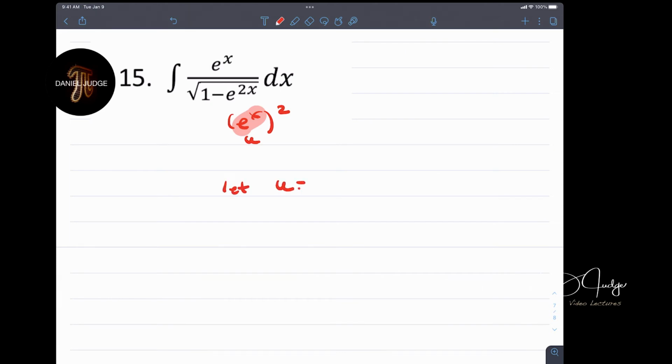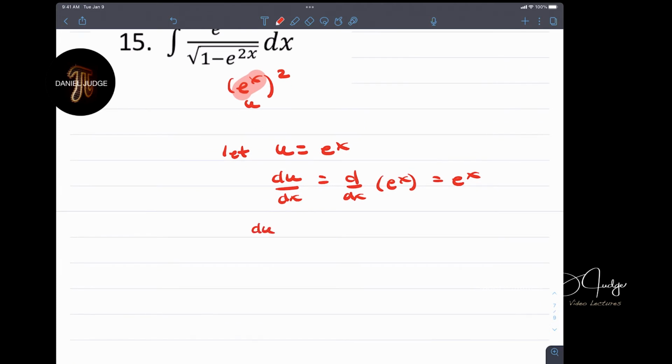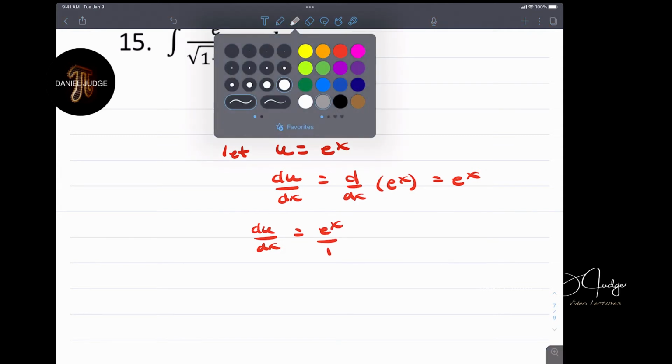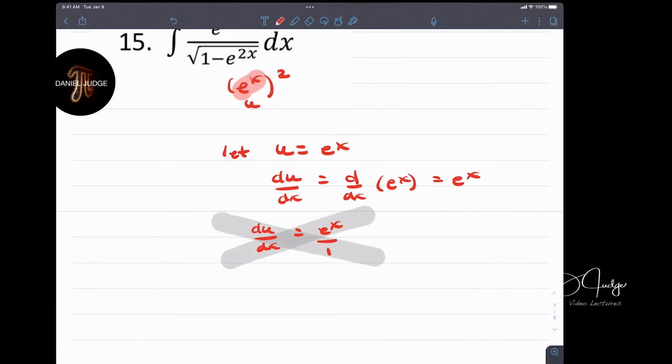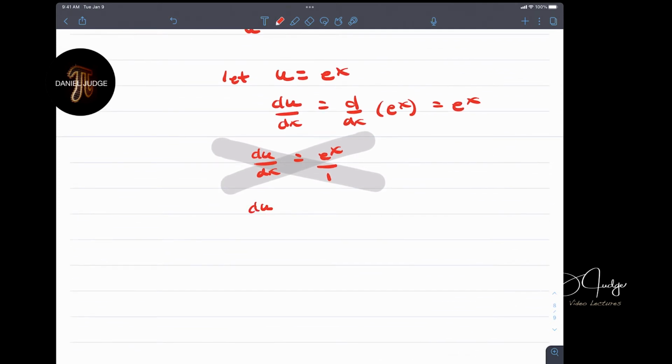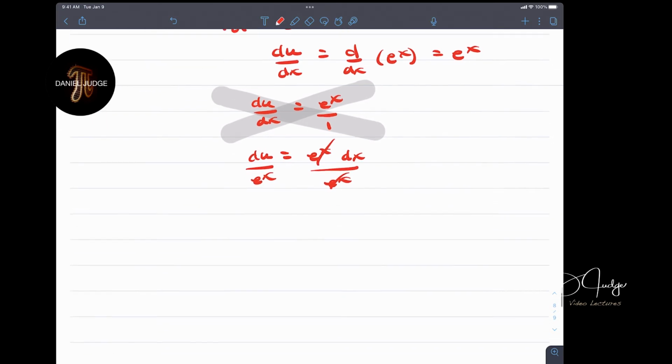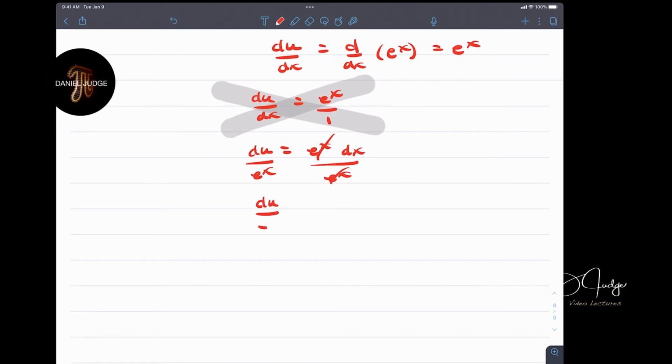So this is going to be my u. So we let u be e to the x. So your du dx is simply the derivative of e to the x, which is e to the x. So du dx is that ratio e to the x over 1. So you get to do your cross multiplication to solve for dx. du times 1 is du, and then you get e to the x dx. Divide both sides by e to the x. And you get du over e to the x is dx.